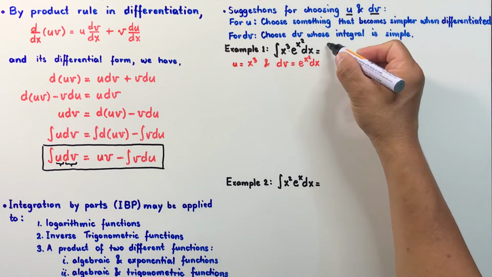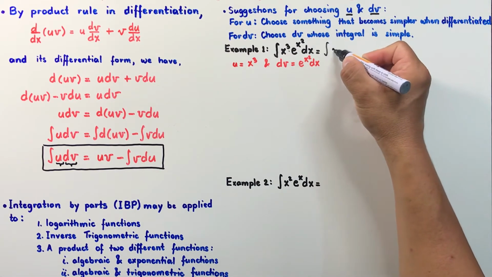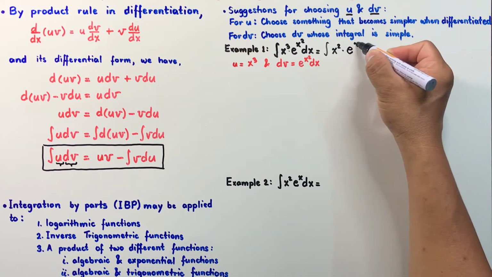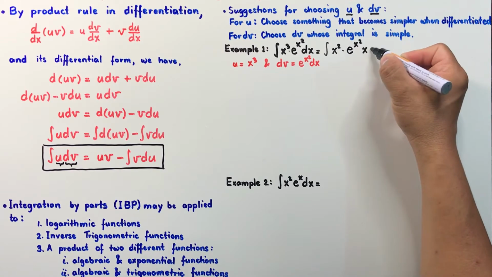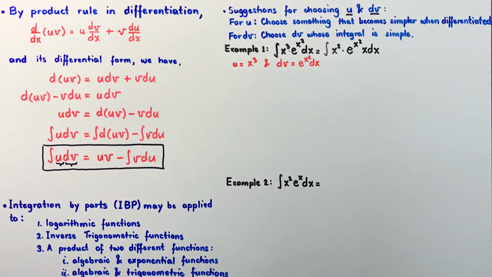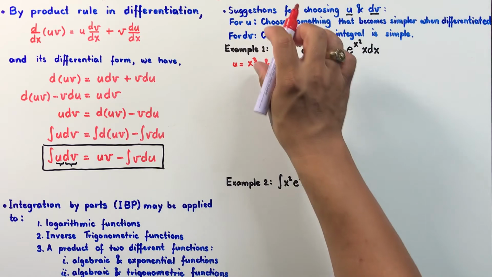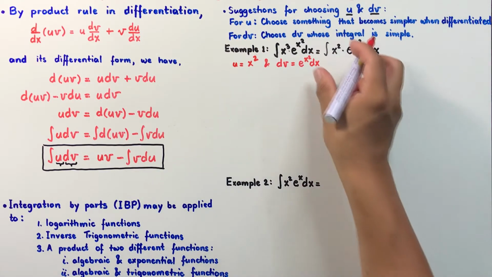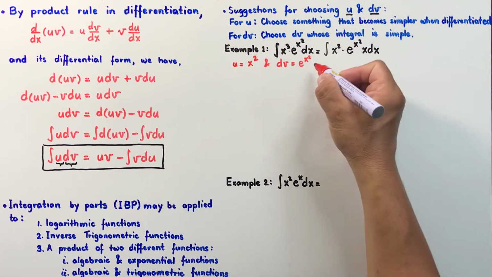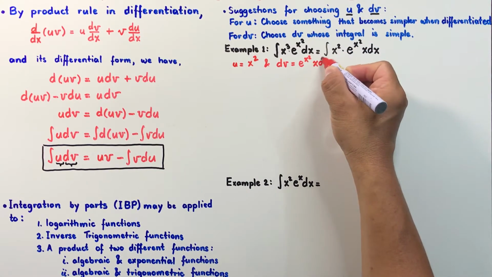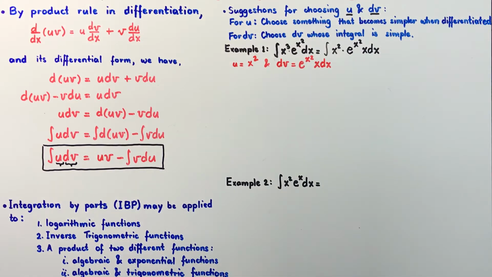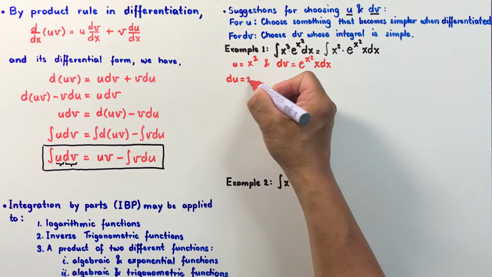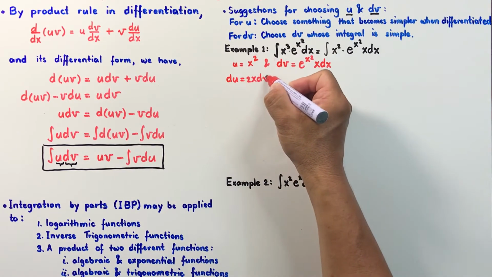So rewriting our integrand as the integral of x squared times e to the power x squared x dx, then we can try that our u here is x squared and our dv here is e to the power x squared x dx, because you can try that the differential of u is 2x dx.